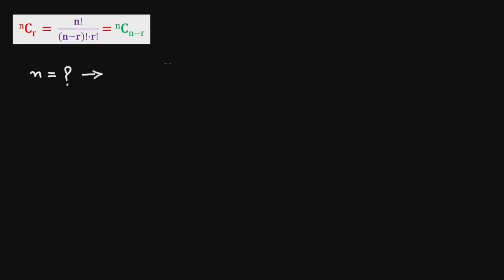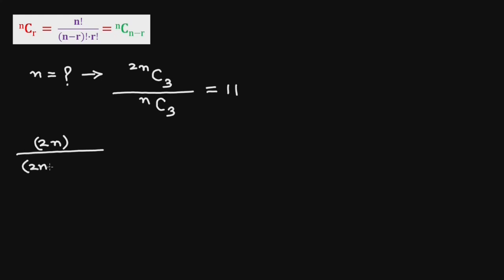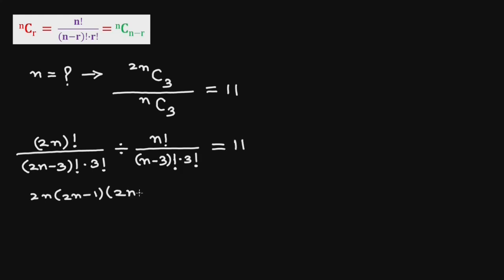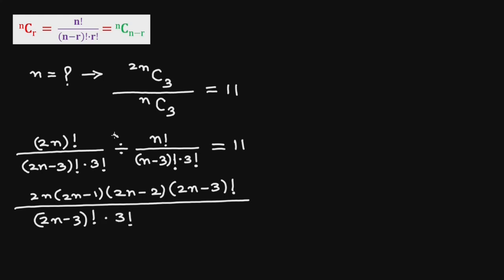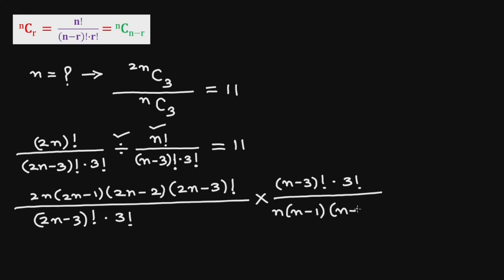Find n if 2nC3 upon nC3 equals 11. 2n factorial upon 2n minus 3 factorial into 3 factorial divided by n factorial upon n minus 3 factorial into 3 factorial equals 11. 2n into 2n minus 1 into 2n minus 2 into 2n minus 3 factorial upon 2n minus 3 factorial into 3 factorial, multiplied by the reciprocal of the second part, n minus 3 factorial into 3 factorial, and we write this n factorial as n into n minus 1 into n minus 2 into n minus 3 factorial, because we have n minus 3 factorial in the numerator, equals 11.